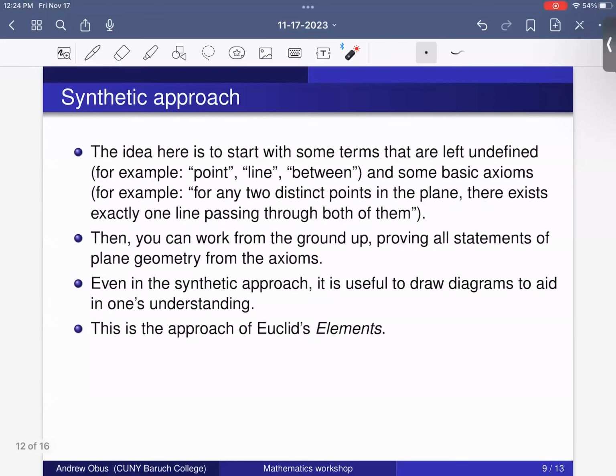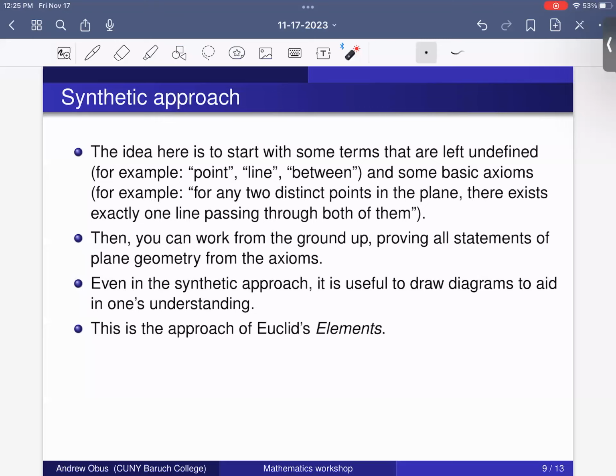So the synthetic approach is that you start with some terms that you just take to be self-evident. So you take things called points, and you have something called a line, and you have a notion of what it means to be between, so what it means for a point to be between two other points. And maybe another notion, what it means to intersect, what it means that two lines intersect at a point, things like this. You have to have some basic notions over here. And then you have some basic axioms that you take for your geometry. So these are statements that you're just going to say are true from the beginning without any justification.